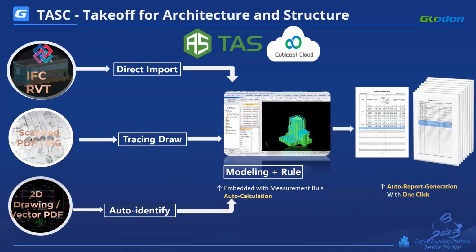And this is another diagram. You can import IFC Revit drawings directly to this CubiCost software as I explained earlier. Then you can extract quantities directly. If you have a scanned PDF, you can import that particular scanned PDF into CubiCost software. Then you can create a 3D model on top of that. After that, you can do all the quantifications, and then you can put those quantities into TBQ for estimation. If you have 2D drawings or vector PDF drawings, you can use the auto identification function and create a 3D model. Then you can generate all the quantities according to the measurement rule. Then you can prepare the estimations.